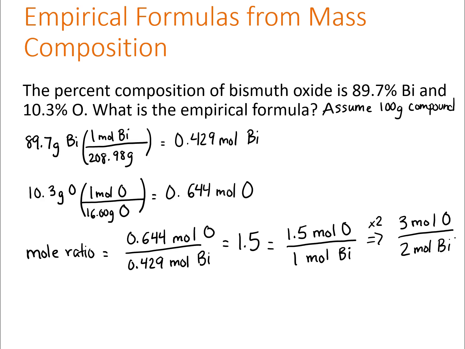Those numbers are going to be your subscripts. The metal always goes first. That's your empirical formula. So I know a few of you got it right. The rest of you, if you got stuck, let me know. If you think you just needed more time, let me know that too. I want to see how we're doing.